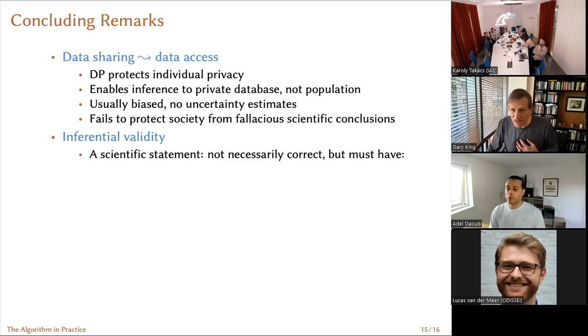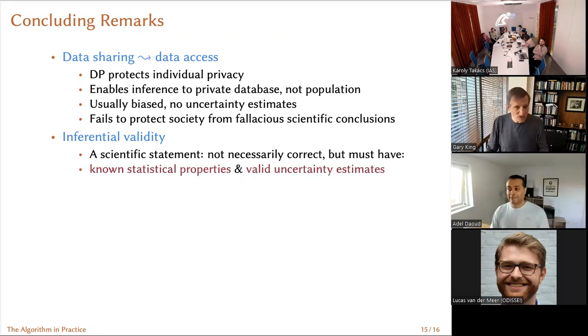A scientific statement is not necessarily one that is correct, but it is one that comes with known statistical properties and valid uncertainty estimates. That's pretty much our responsibility as researchers. Whatever numbers we give have to have known statistical properties like unbiasedness or consistency or something like that. And we have to say how uncertain we are by providing standard errors or confidence intervals. And now we can do that with privacy protected algorithms.